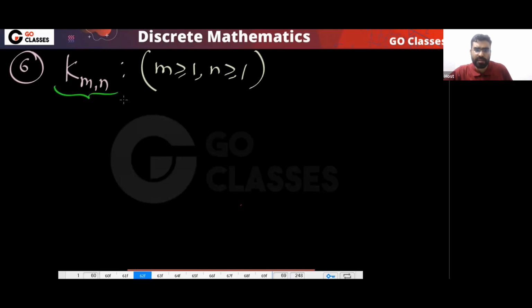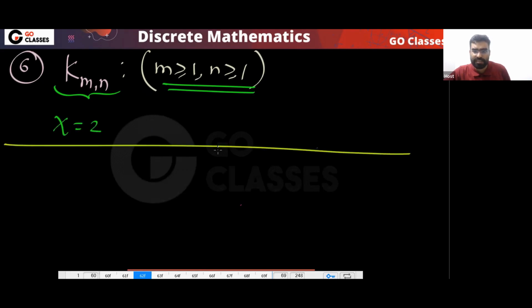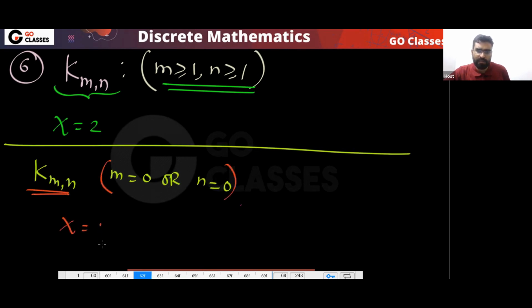For this, again, this is a bipartite graph. And if you have at least one edge, then the answer will be 2. So the chromatic number will be 2. But remember, again, if you don't have an edge, for example, if you have KMN where M equals 0 or N equals 0, then the chromatic number will be 1. Again, the same thing.